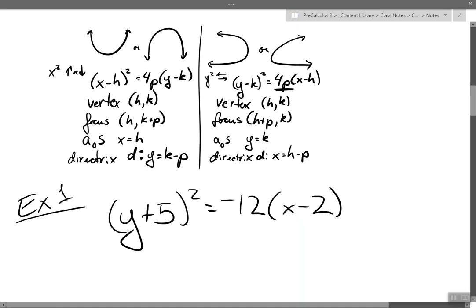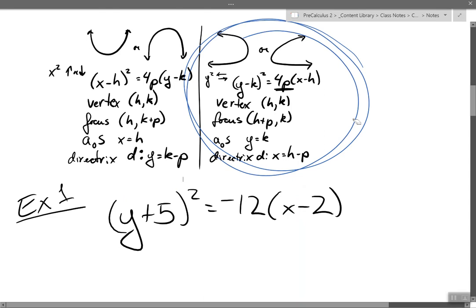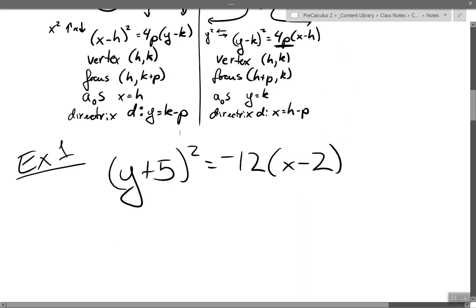So at first look here, we should see that the squared term has a y in it. We've got y squared. So that means our parabola is either opening left or right. So we're going to be working with that set of information, that part of the formula. And how do we know if it's left or right? We look to this number out front of the x parenthesis. So it's negative 12. That means our p-value is negative.